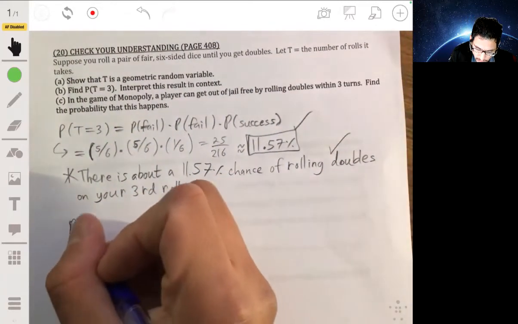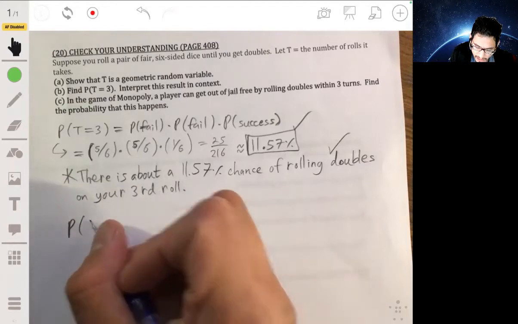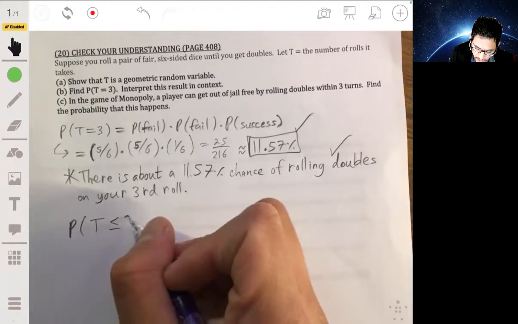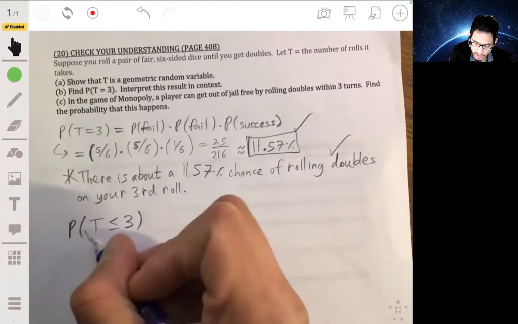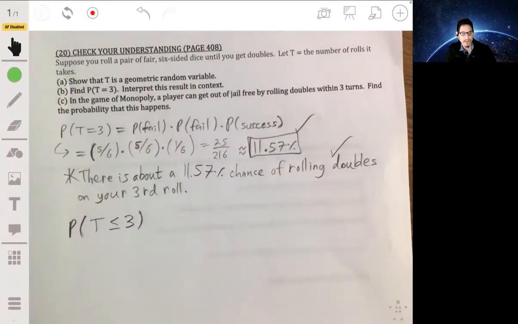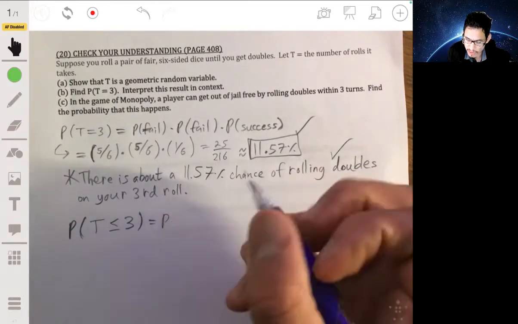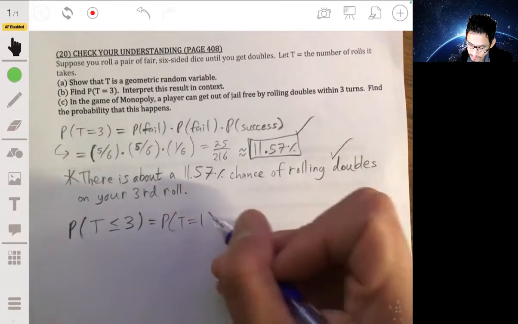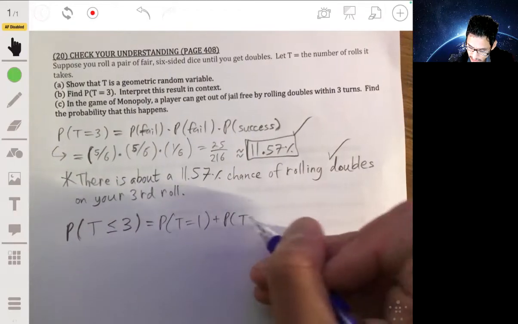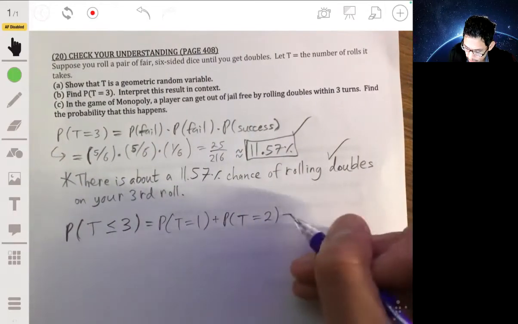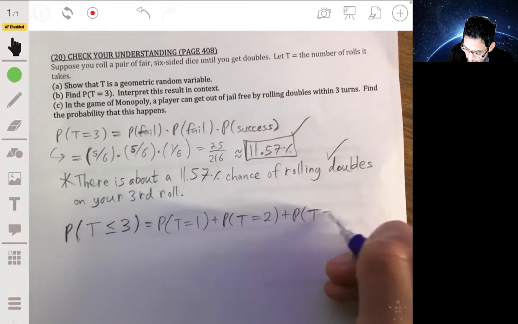So we want to find the probability that t is less than or equal to 3. The probability they can get doubles in 3 turns, 2 turns, or 1 turn. So those are the 3 possibilities that make this work. So this would be equal to the probability that t is 1, plus the probability that t is 2, plus the probability that t is 3.